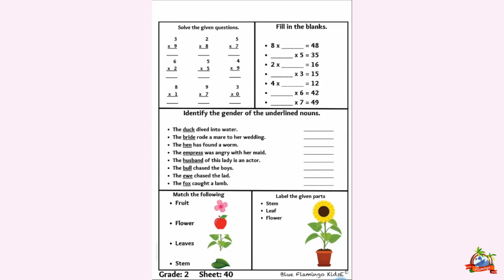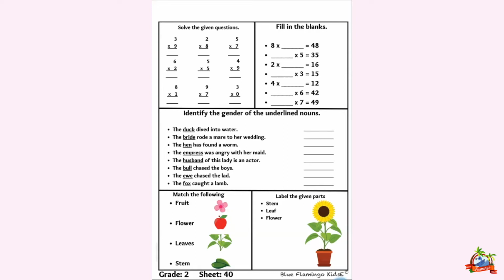6 ones are 6. 6 twos are 12. 6 threes are 18. 6 fours are 24. 6 fives are 30. 6 sixes are 36. 6 eights are 48. 6 nines are 54. 6 tens are 60.